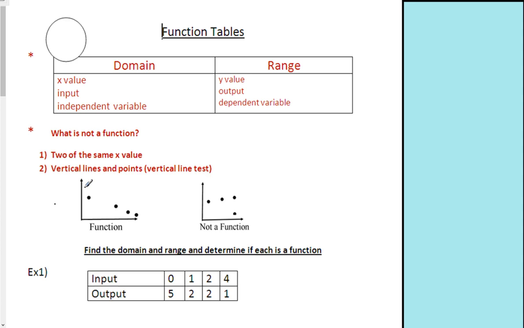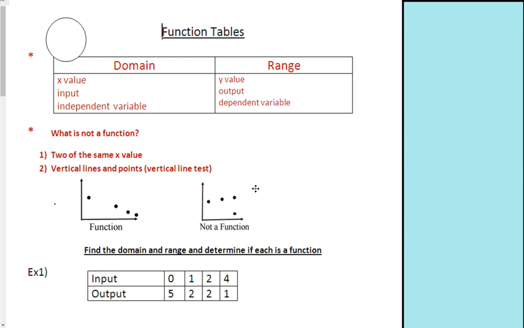This is a function because if you do a vertical line test, make a vertical line, and if any two points line up vertically to each other, it's not a function. This is a function because nothing is lined up vertically with each other. This is not a function because these two points are lined up vertically. All right?